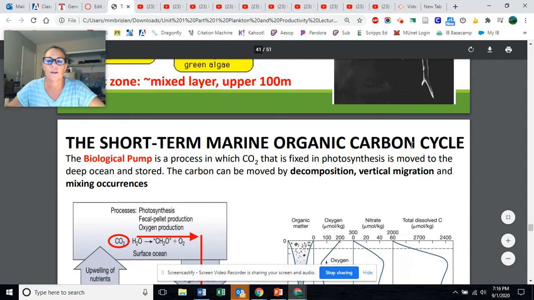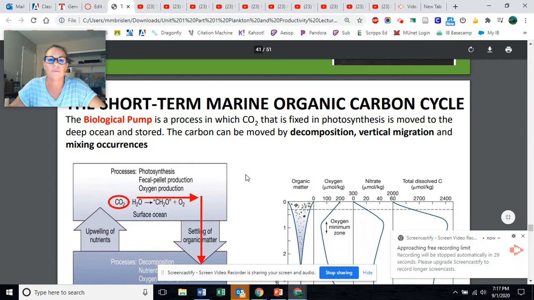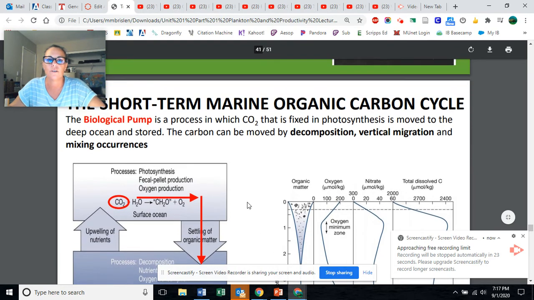And so our short-term marine organic carbon cycle, the biological pump. So this is basically getting carbon to an uptake nutrient area, and it can also sequester carbon. It is the process in which CO2 that is fixed in photosynthesis is moved to the deep ocean and stored. So carbon can be moved by decomposition, vertical migration, and mixing occurrences.